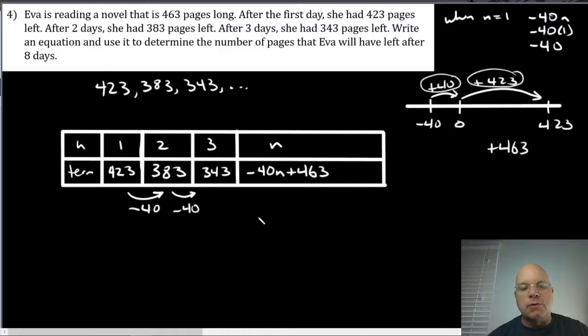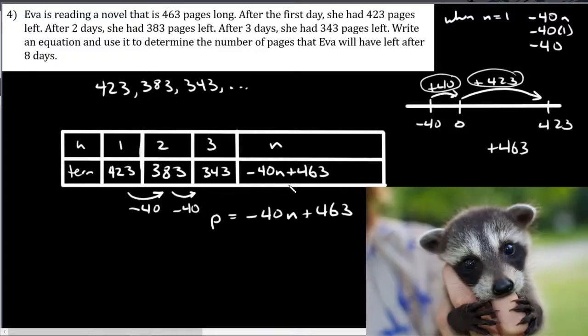Now the part I want you to do during the pause is take our equation, the number of pages equals negative 40n plus 463, and substitute 8 days into that equation to see how many pages will be left after 8 days. Paused.